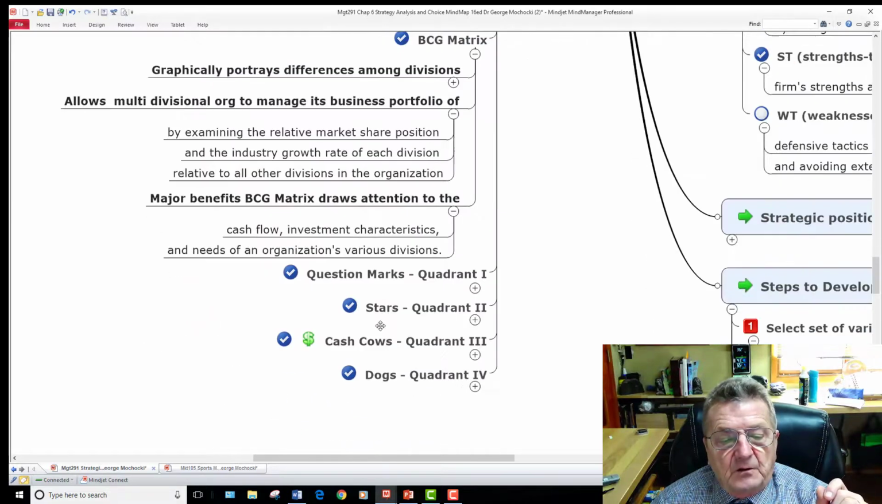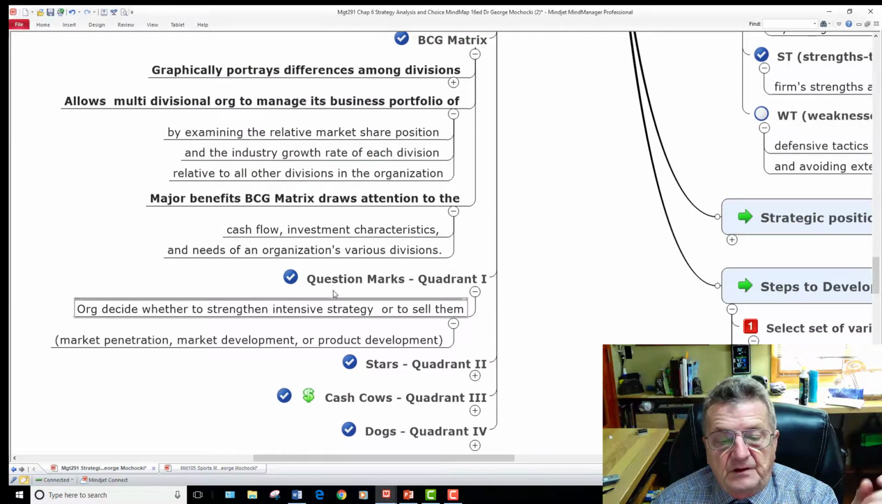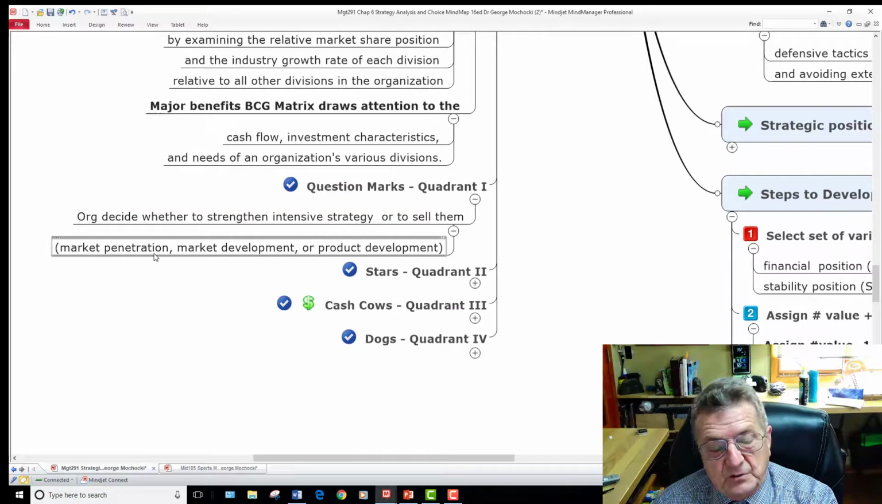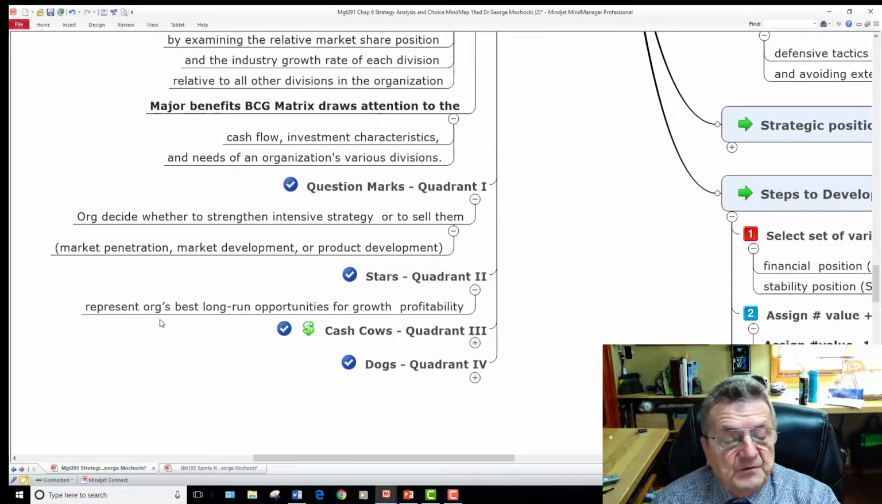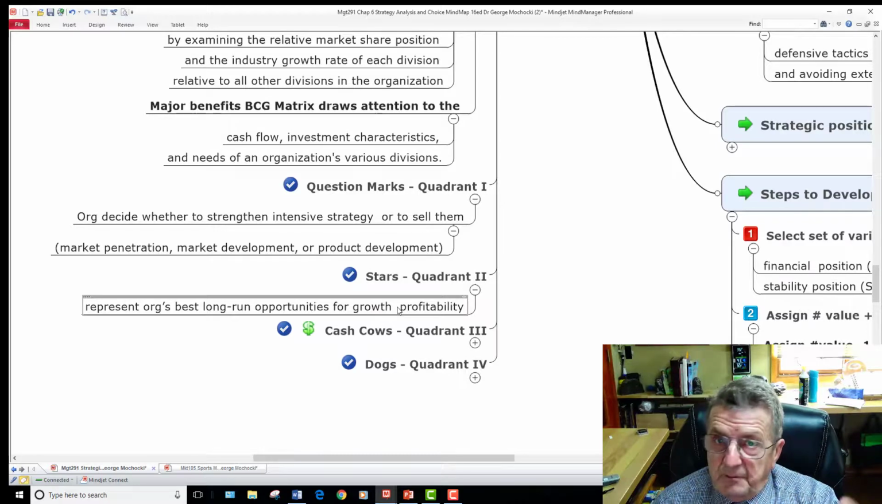Okay, now question marks. And this is just the other one. If I look at the first quadrant, one decides to strengthen intensity strategy, or sell them: market penetration, market development, or product development. In the second quadrant, your stars represent the organization's best run opportunities for growth. There are some parts of the business that you're going to make some money on. The other parts, you got to let them go.